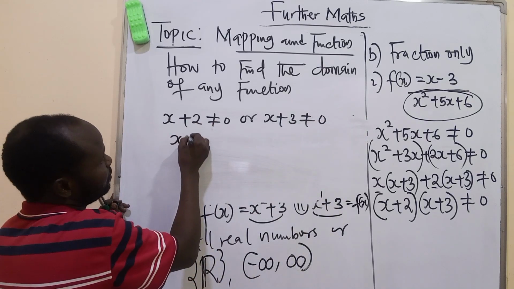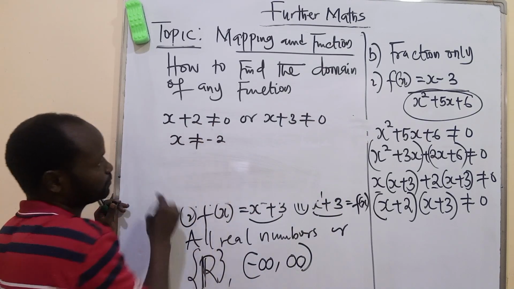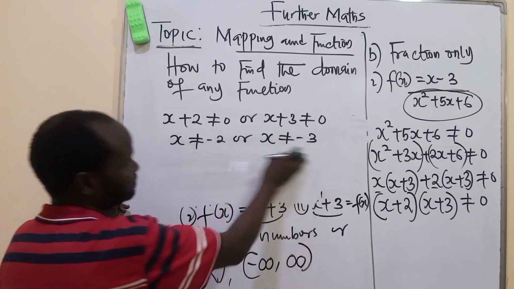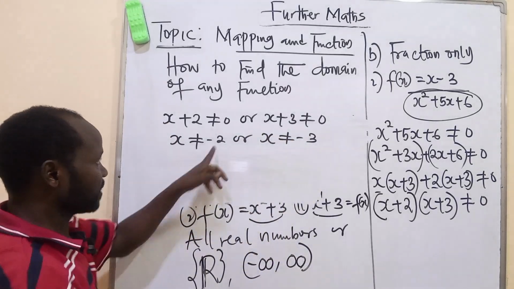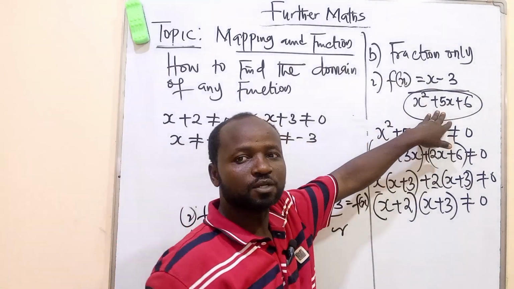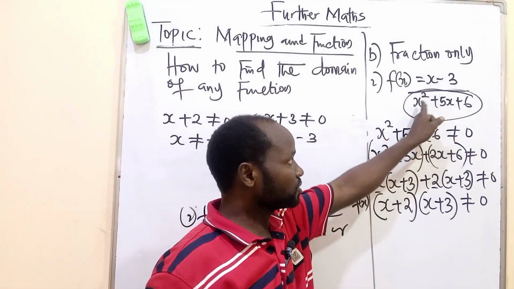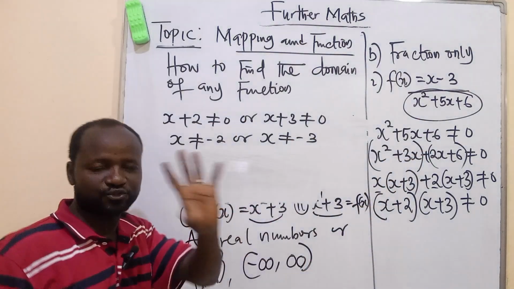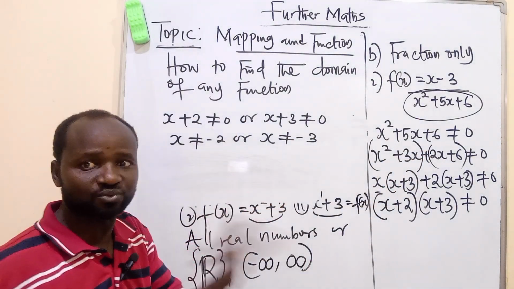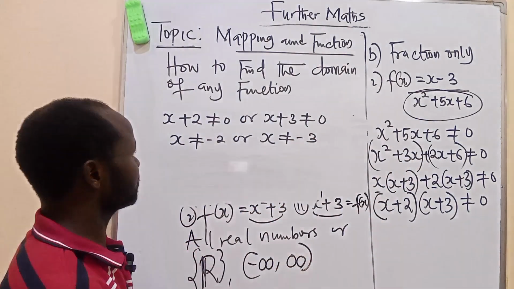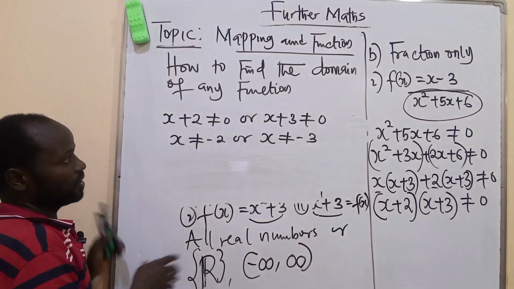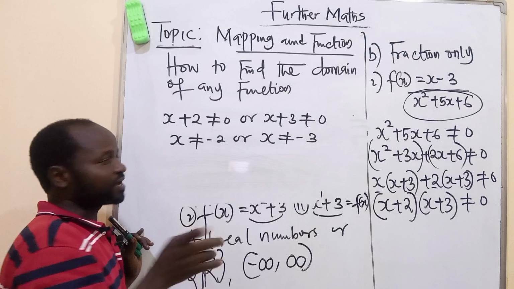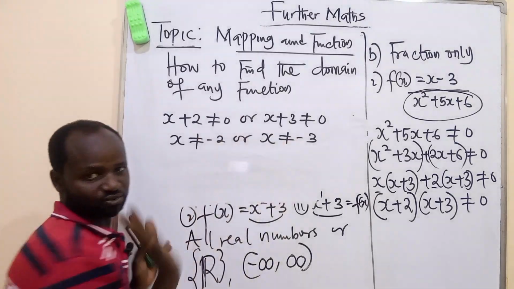X now must not be equal to minus 2, or x must not be equal to minus 3. Why? Because if we plug minus 2 into this function, it will be undefined. You plug x in this denominator here, it will be 0, and division by 0 is not allowed, does not exist. So the domain of this function will be all real numbers except minus 2 and minus 3.